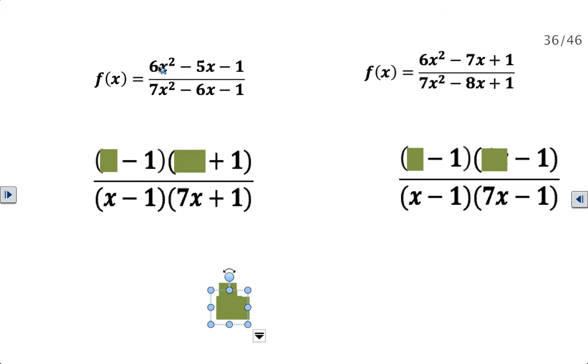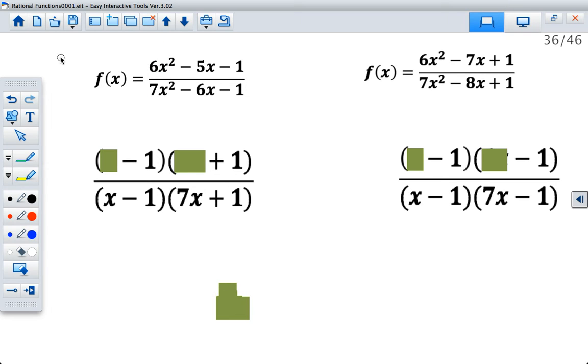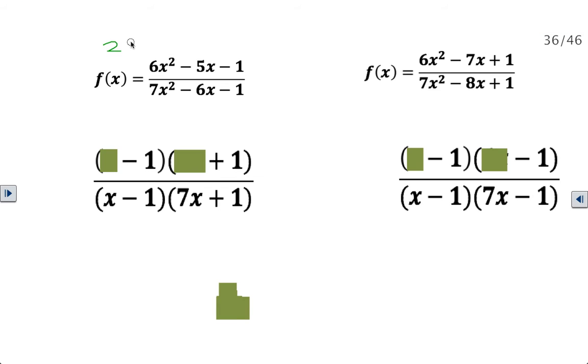For the 6, it's not so readily apparent. You could have a 2 or a 3. Let me write that down. Okay, so you could have a 2 times a 3 to give you 6. Or you can have a 1 and a 6. 1 times 6 will also give you 6. But you need to ask yourself, how can you add these terms together and get a negative 5?